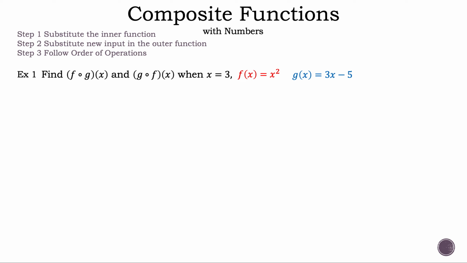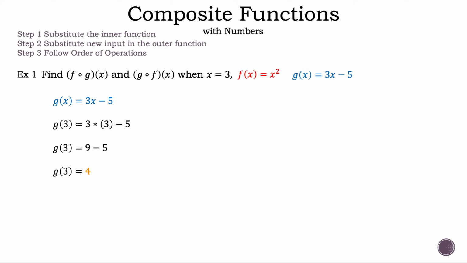First, let's find f of g of x. Which function do we need to find first? We need to find g of x since it is the inner function. Now, let's substitute 3 into g of x. So now we have g of 3 is equal to 3 times 3 minus 5. And 3 times 3 is 9, and 9 minus 5 is 4. So g of 3 is equal to 4.